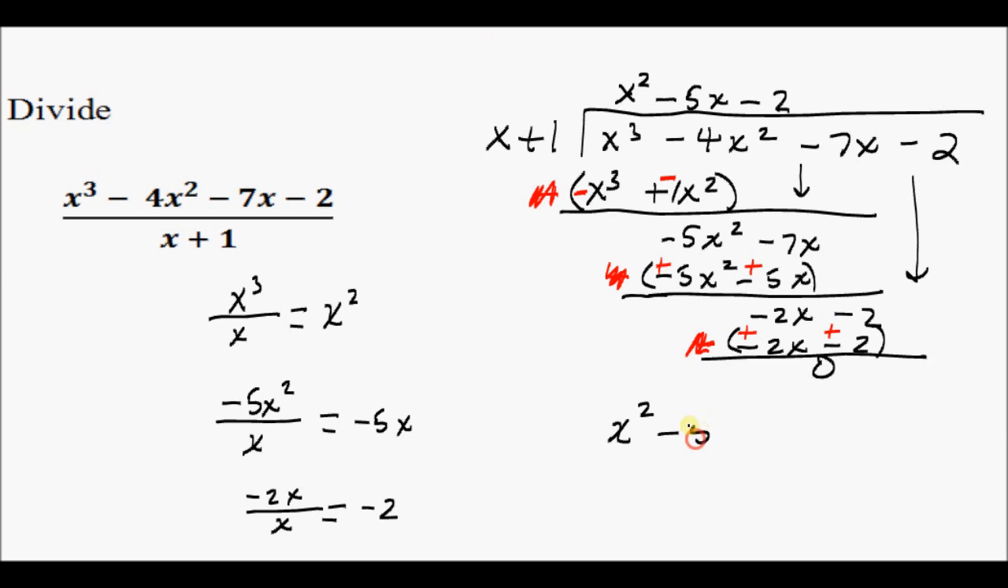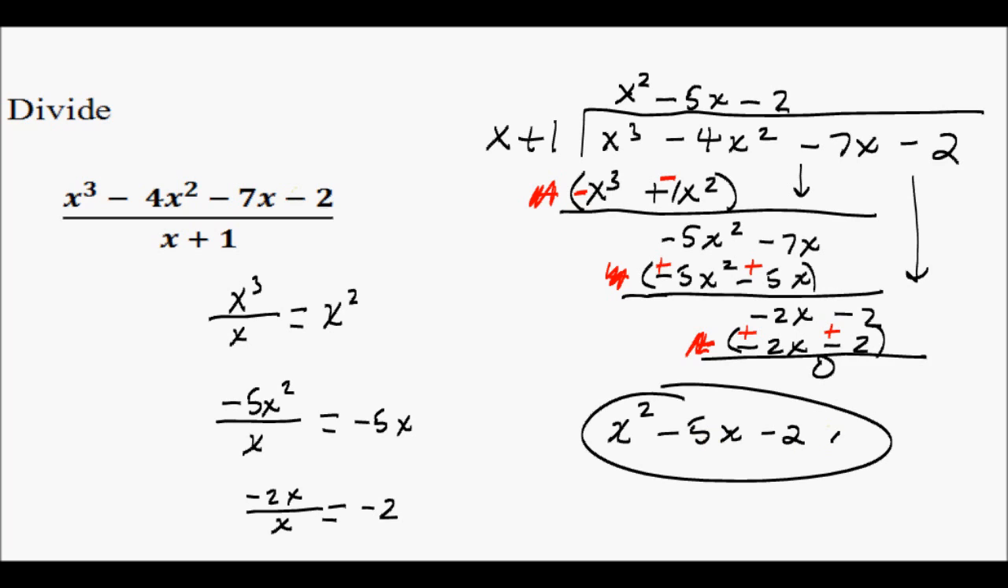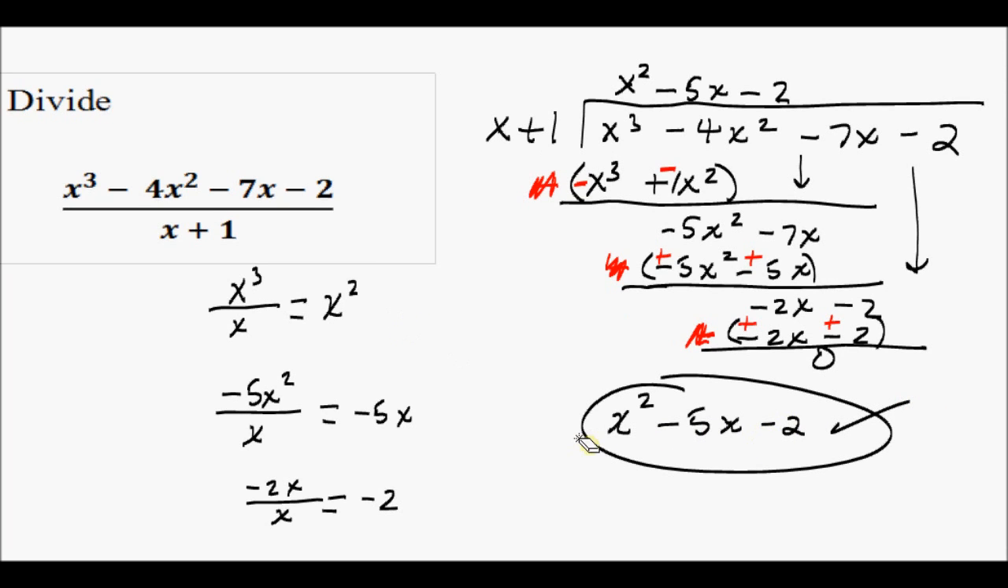Right, now you can check the answer. I won't take the time to do it now, but I think you guys can probably tell me how I would check this answer. If I multiply x plus 1 times x squared minus 5x minus 2, I need to get this as the answer, as the result. And we would. And that would confirm that's indeed the quotient.